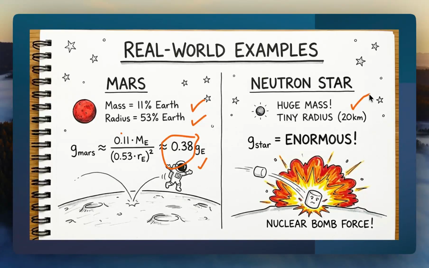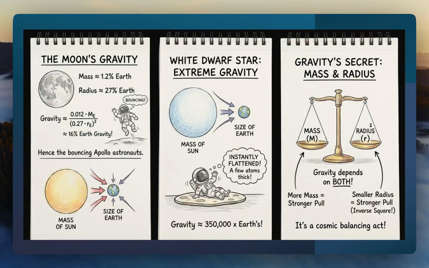Let's now do the same calculation for our moon. The moon, by the way, has only 1.2% of Earth's mass and 27% of Earth's radius. Do the math and you get 16% Earth gravity, hence the bouncing Apollo astronauts. Here's the beautiful part. This same equation works everywhere. On the smallest asteroid, on the largest star. Whether you're calculating the orbit of Mercury or the fall of an apple, it's the same inverse square law, the same dance between mass and distance.